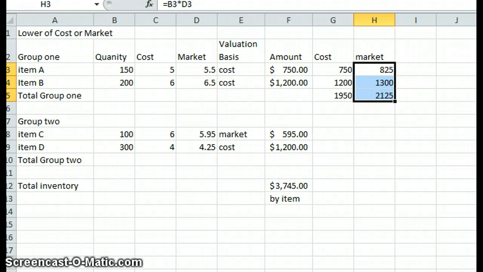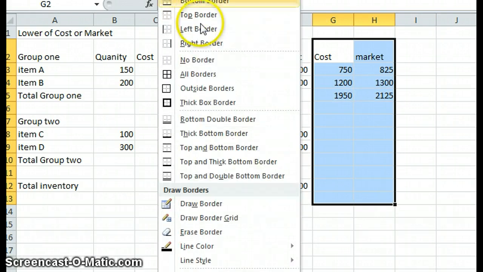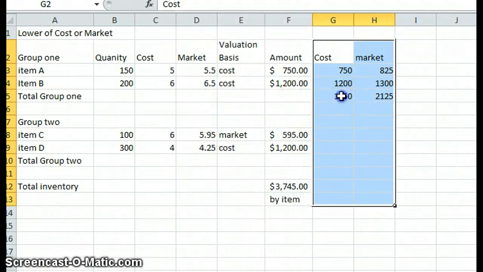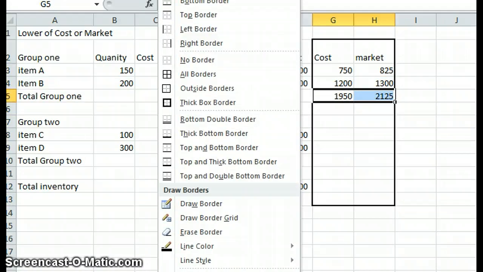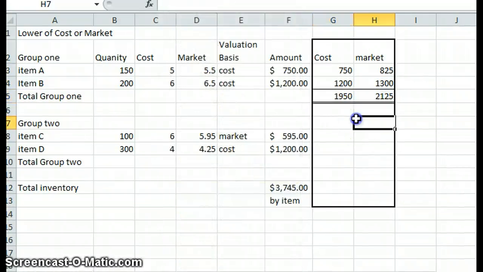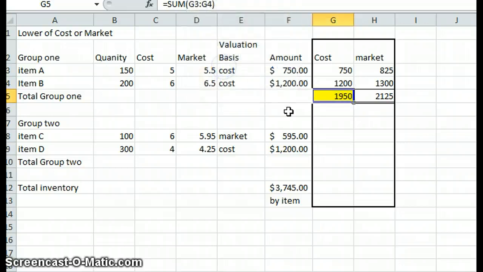Then I'm going to find the total cost and the total market value for the group, and I'm going to compare them. So in this instance, we put a nice little box around this here for us so we can look at it. I am looking at 1,950 compared to 2,125. So which one is lower? Obviously it is cost.